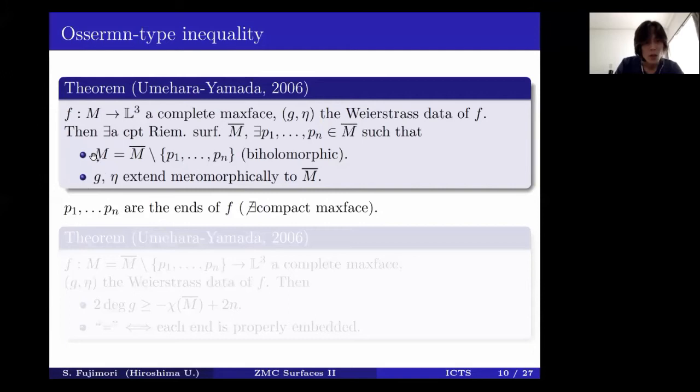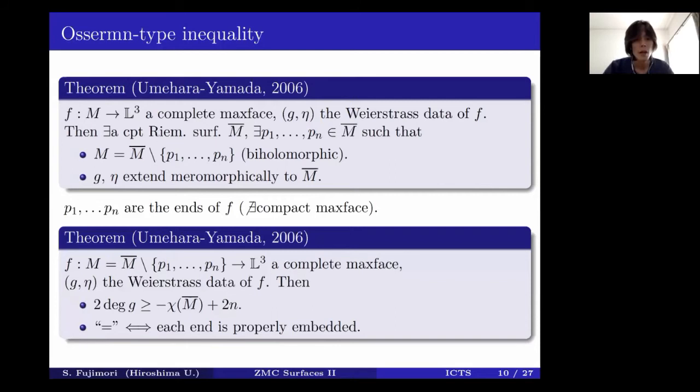So these never have essential singularities at these points. Okay, so it is a similar result to the minimal surface case. And these removed points correspond to the ends of the surface. And we can prove that there does not exist a compact maxface.